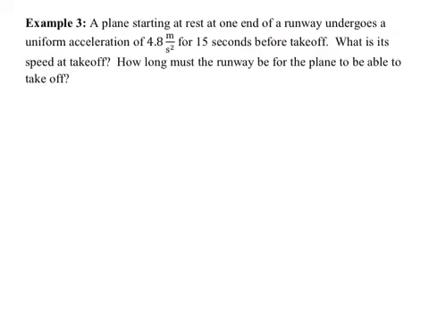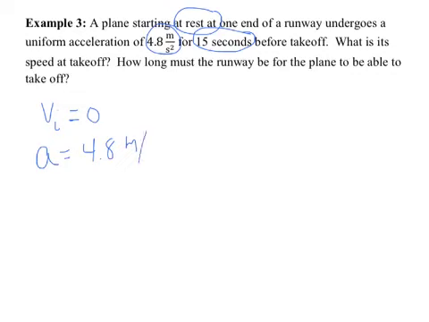Example 3 says a plane starting at rest at one end of a runway undergoes a uniform acceleration of 4.8 meters per second squared for 15 seconds before takeoff. What is its speed of takeoff? How long must the runway be for the plane to be able to actually take off? So, we've got starting at rest. Then we've got an acceleration of, and finally we've got a time period of.